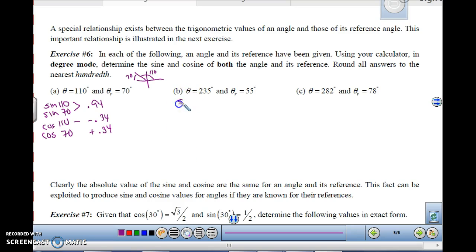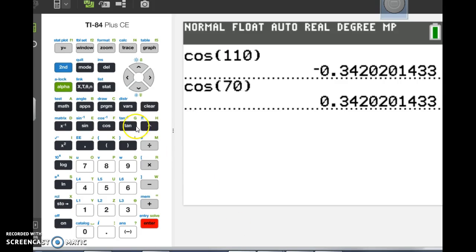All right, so let's try sine of 235 and sine of 55, and then cosine of 235 and cosine of 55. All right, so let's take a look at those.